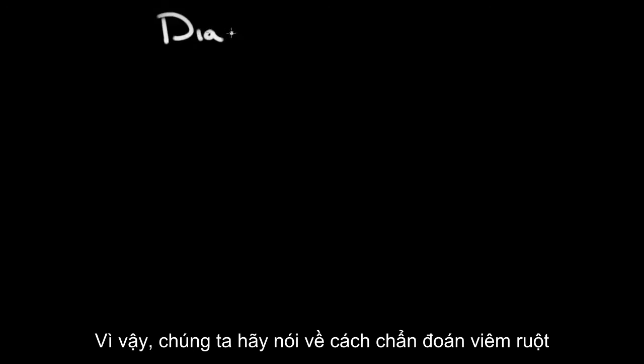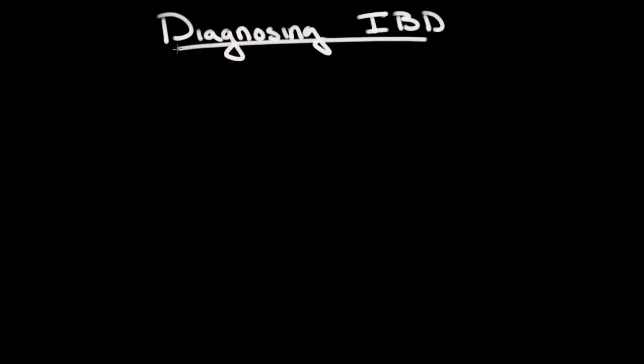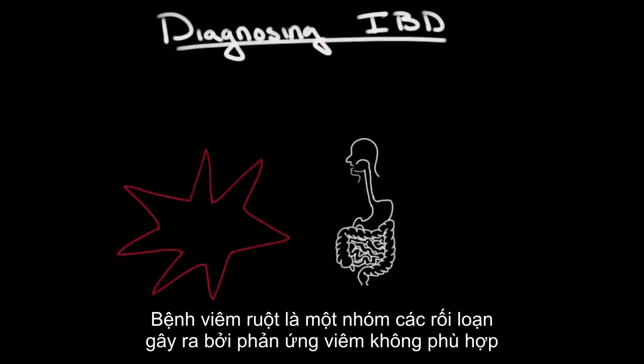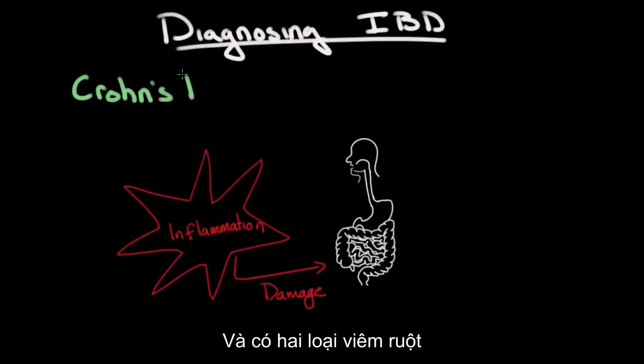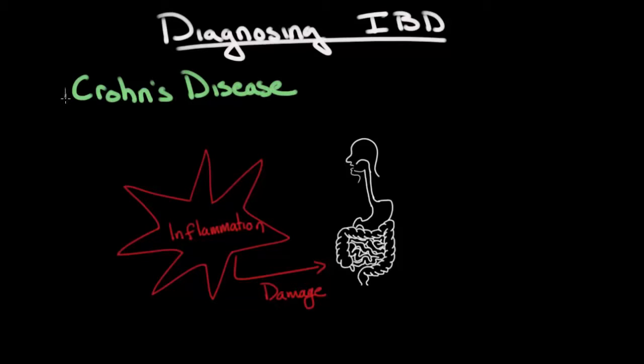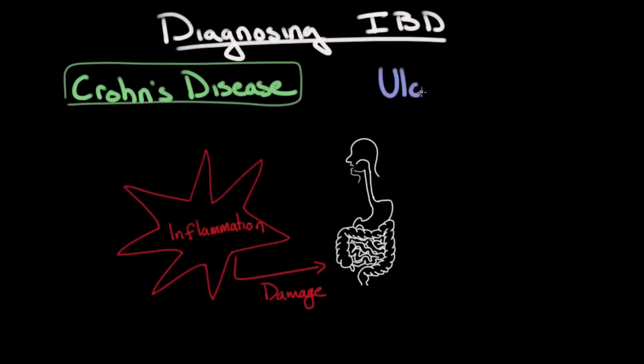All right, so let's talk about how to diagnose inflammatory bowel disease, or IBD for short. So inflammatory bowel disease is a group of disorders that's caused by an inappropriate inflammatory response that results in chronic intestinal damage. And there are two types of inflammatory bowel disease: Crohn's disease and ulcerative colitis.